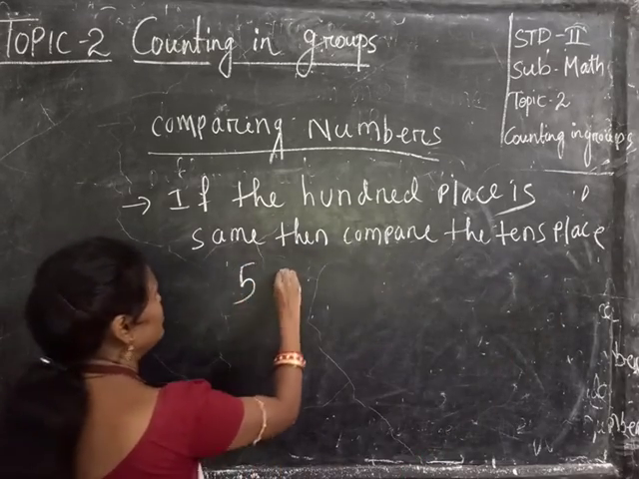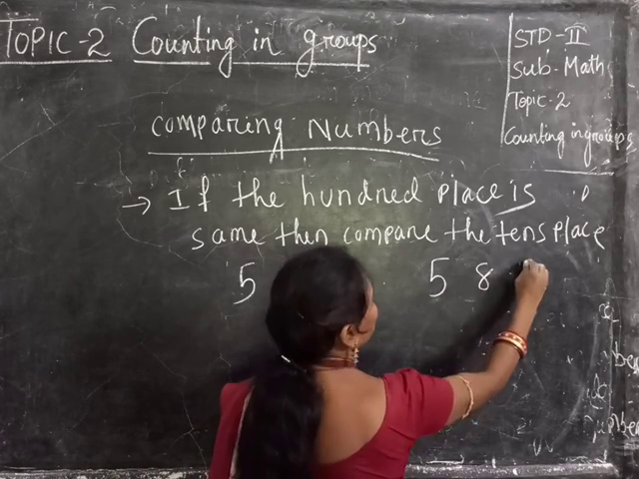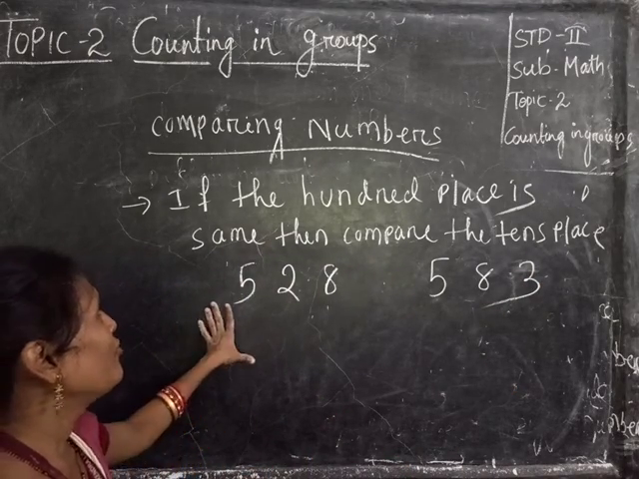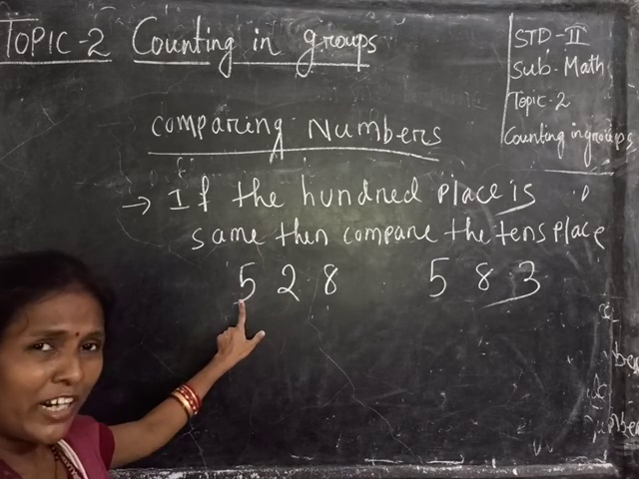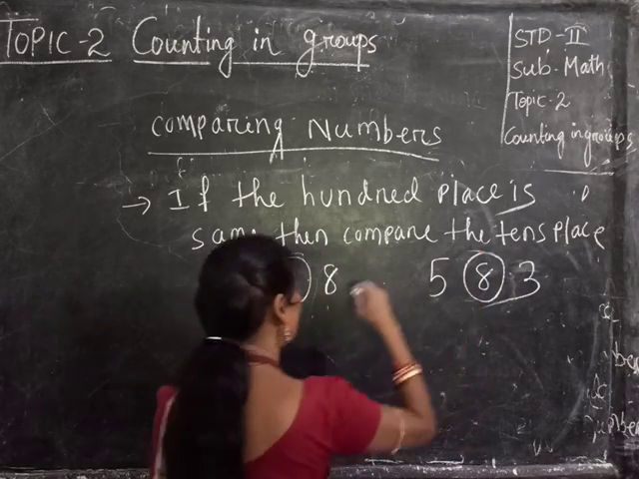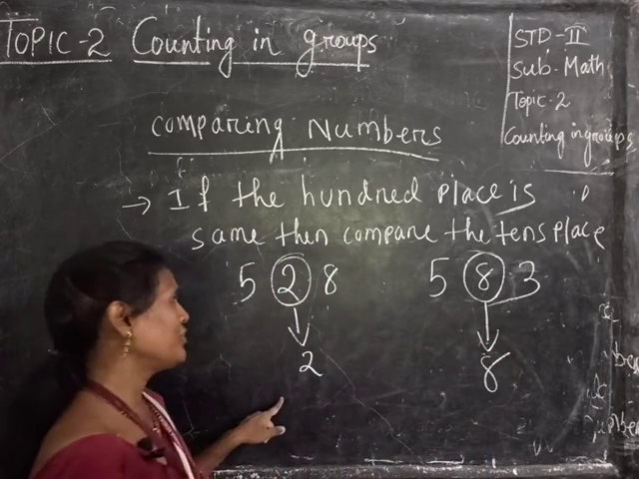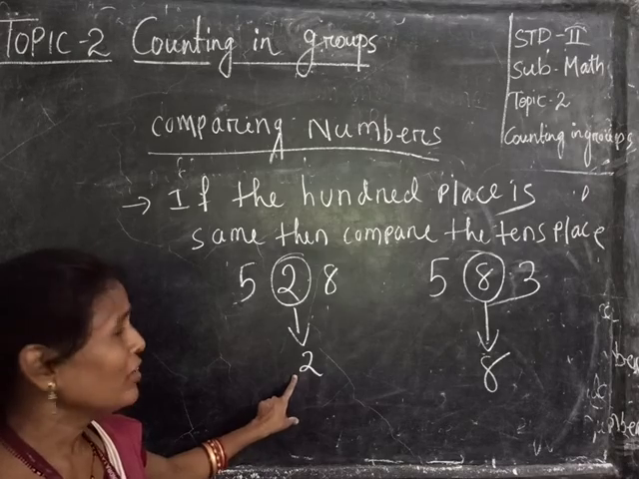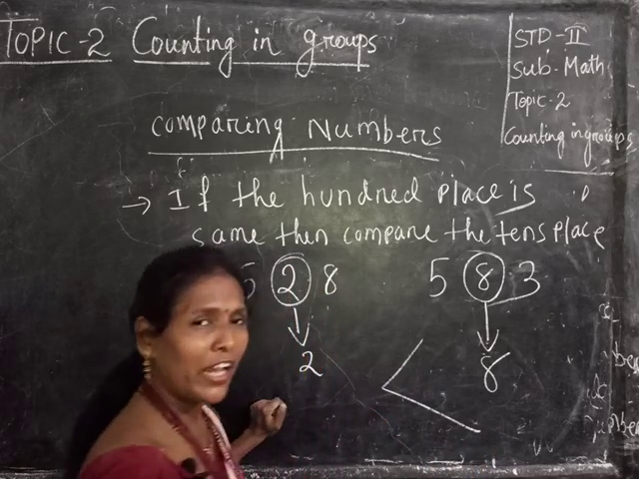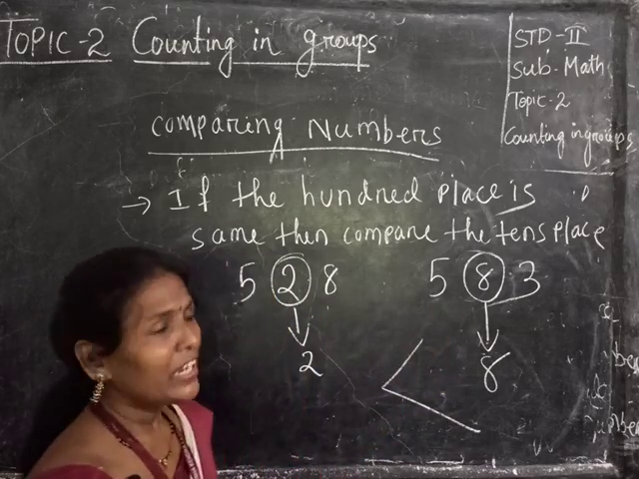Next 5, 2, 8. Next I'll write 5, 8, 3. So tell me, I have also written your rules. What? 100. If the 100 place is same, we will go to which place? Tens place. This one and this one. So tell me, this one is your 2, this one is your 8. So now tell me students, which sign I'll put? Smaller number, smaller side. Bigger number, bigger side. That means this sign, right? That means 528 is less than 583.